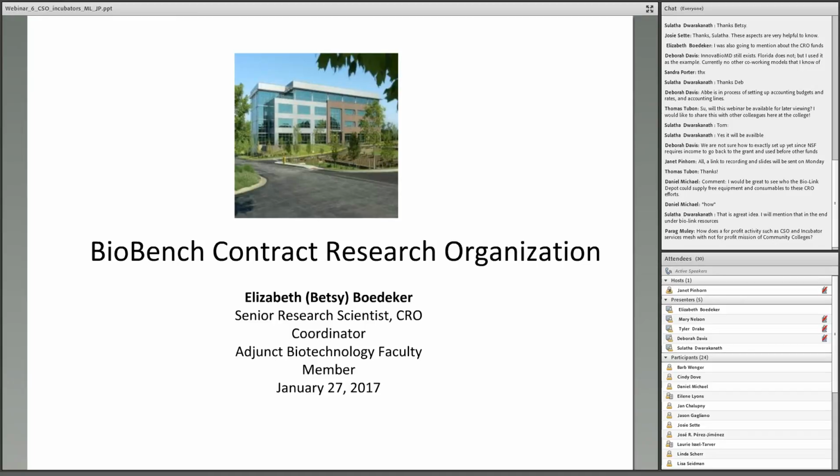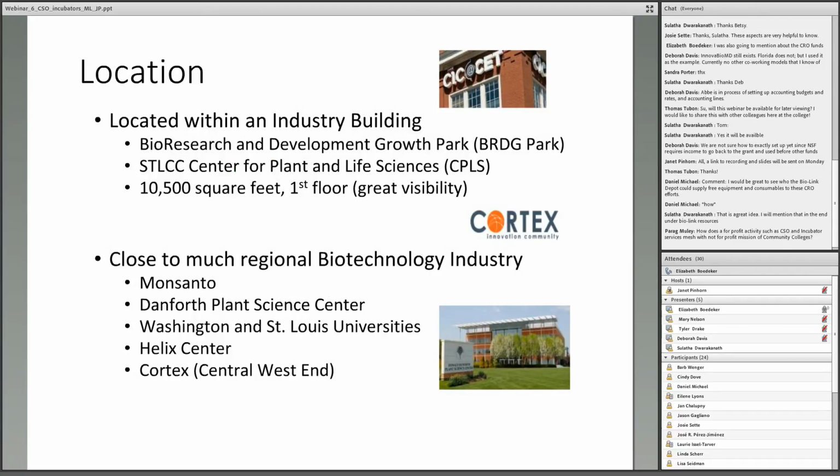We are located within an industry building called Bio Research and Development Growth Park, or Bridge Park. The BioBench is embedded with the Center for Plant and Life Sciences, or CPLS, a small satellite campus of St. Louis Community College that's probably most closely affiliated with our Florissant Valley campus. For those of you that don't know, St. Louis Community College has a pretty huge presence here in St. Louis with 4 different campuses and a couple of centers for excellence or satellite campuses.